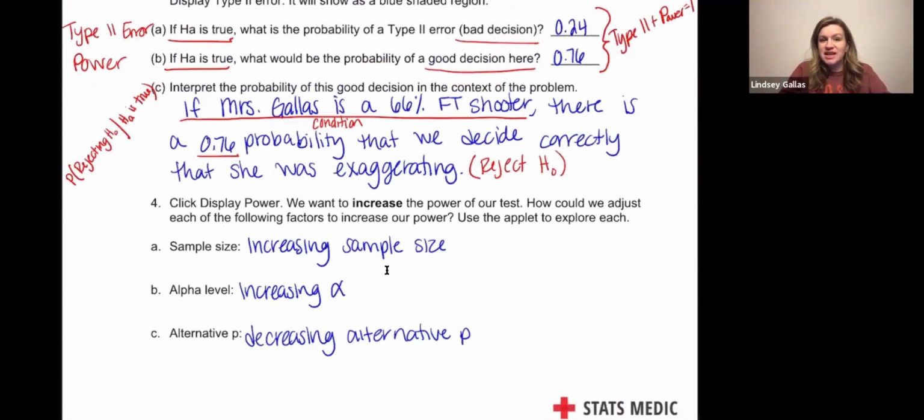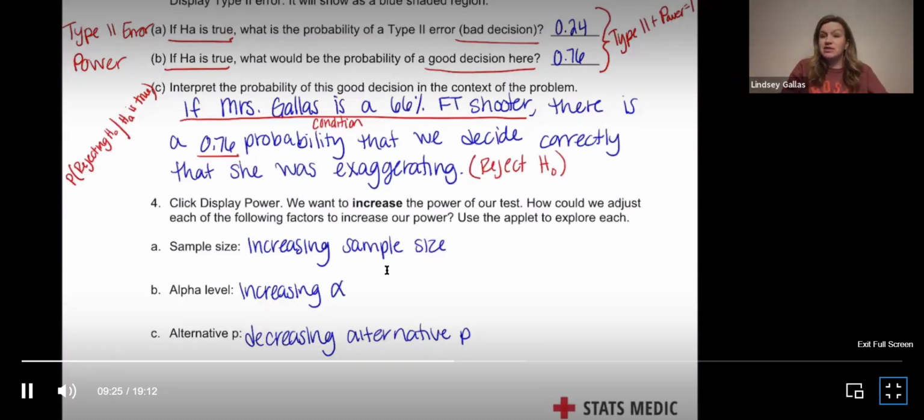All right, so let's see how we can increase the power of a test. So in the applet, if you adjusted your sample size, you hopefully found that when you increase your sample size, you increase your power. Now, when you adjusted your alpha level, hopefully you also saw that increasing your alpha level also increased your power. And then the last one, your alternative P, meaning originally when we were looking at power, we said that I was a 66% free throw shooter.